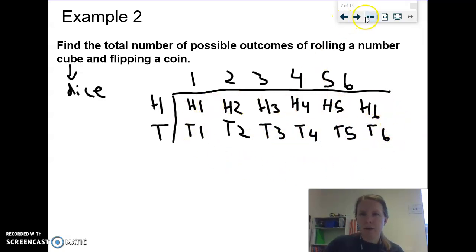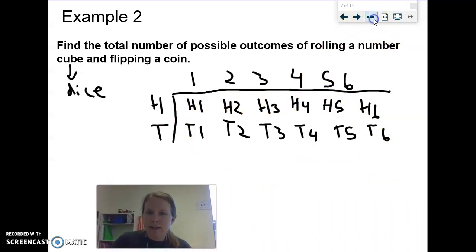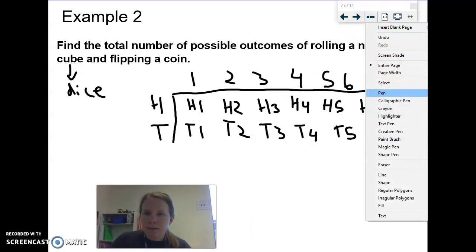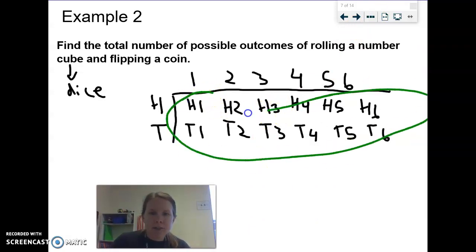All of this part here, I'm going to get a different color. I think that'll help highlight that. Let's do green this time. Okay, so this whole thing right here is my sample space.